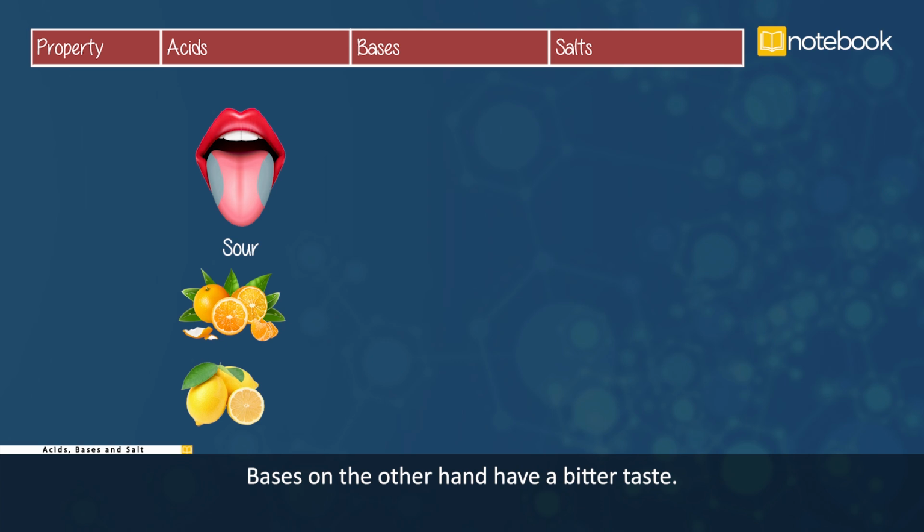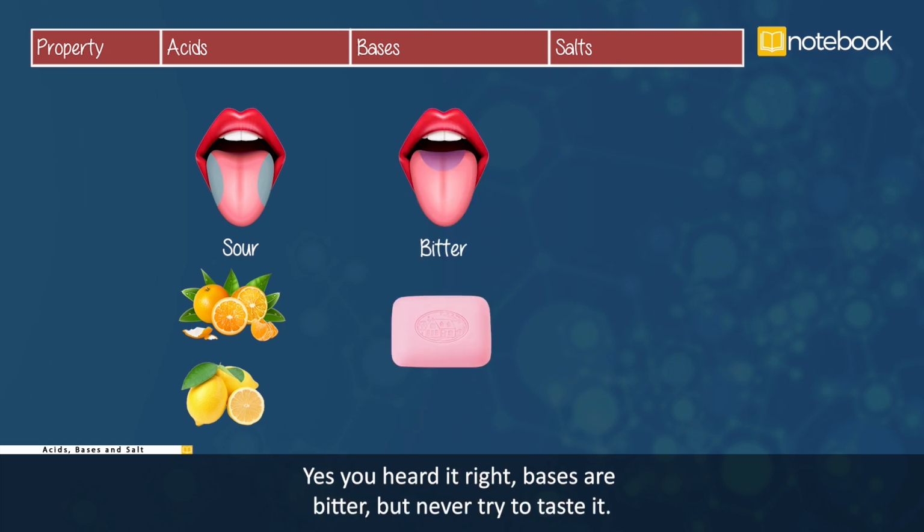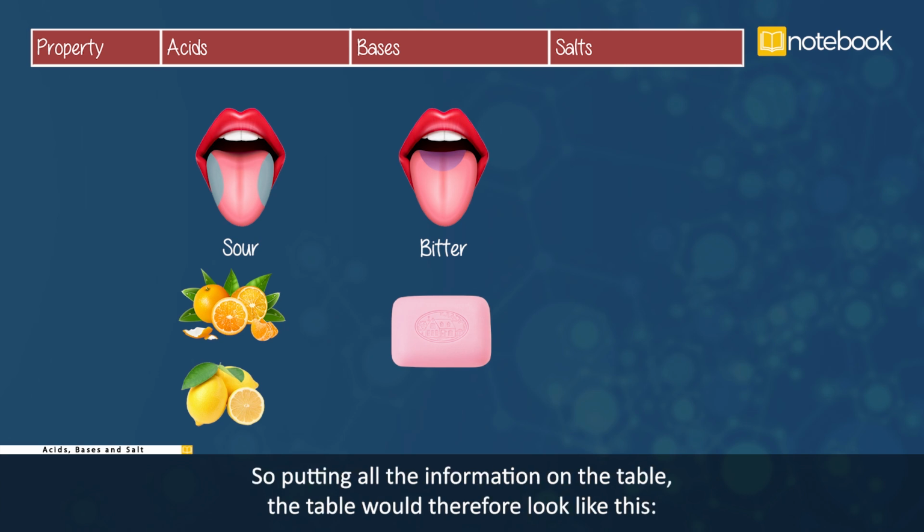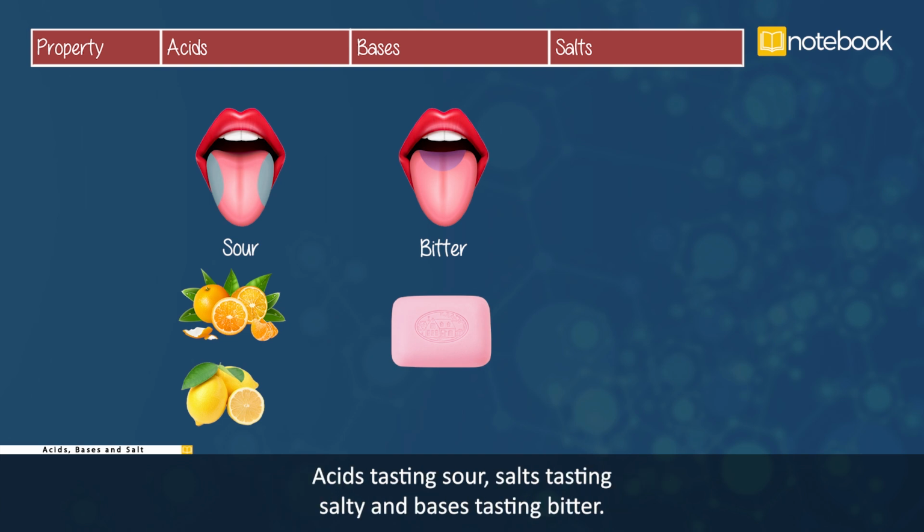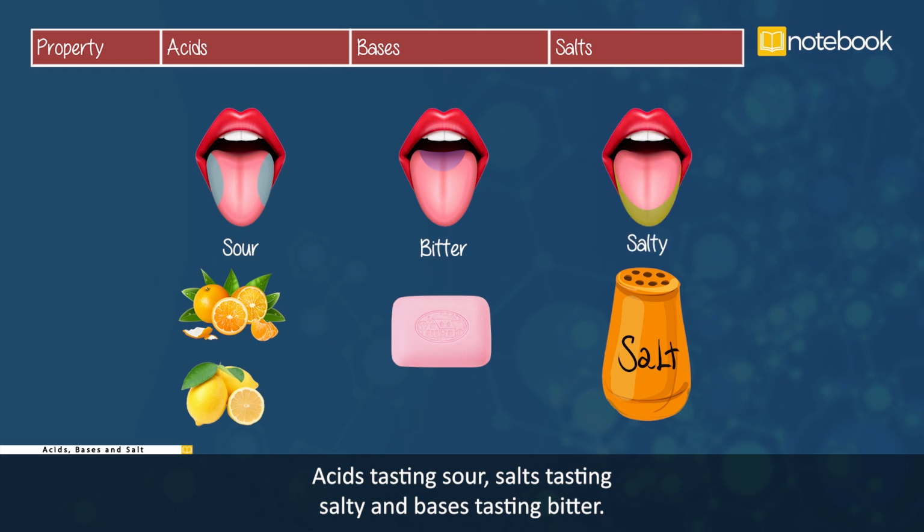Bases, on the other hand, have a bitter taste. Yes, you heard it right. Bases are bitter, but never try to taste it. So putting all the information on the table would therefore look like this. Acids tasting sour, salts tasting salty, and bases tasting bitter.